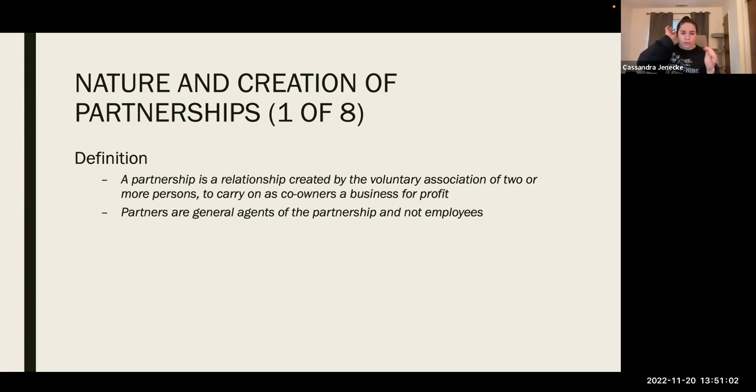Partners are general agents for the partnership. So when we think back to the conversation that we had about agency, they are the most broad form of agent that a business organization can have, and they do not act as employees for the partnership.